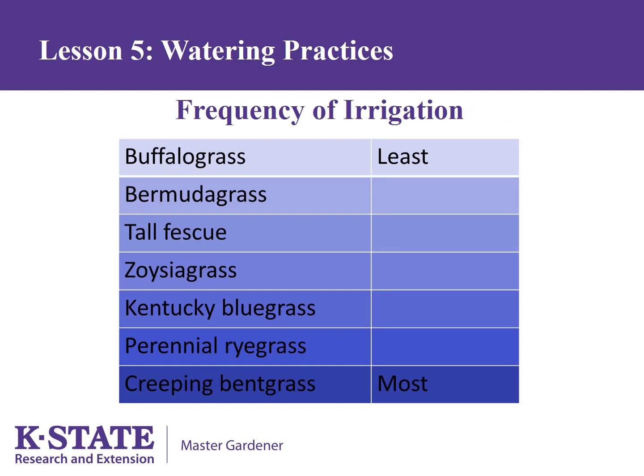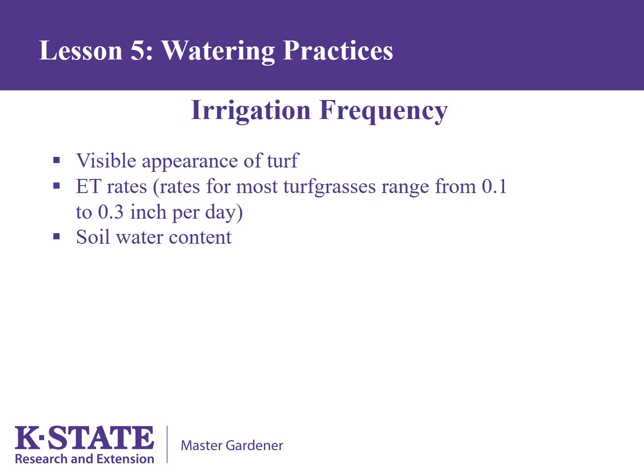Irrigation frequency, here in this chart you can see buffalo grass needs the least frequent irrigation, then Bermuda, fescue, zoysia, then bluegrass, ryegrass, and creeping bentgrass, which requires the most to keep it alive. And so with that, you can see that the easiest way is the visible appearance of the turf.